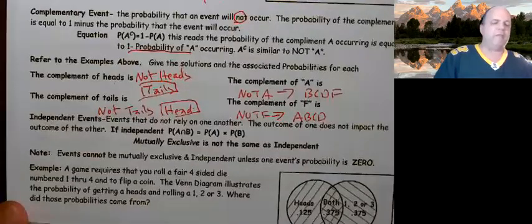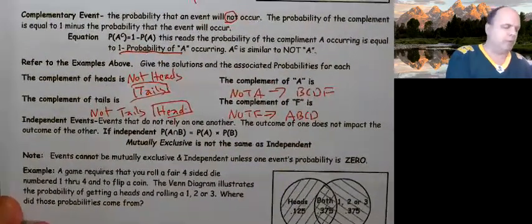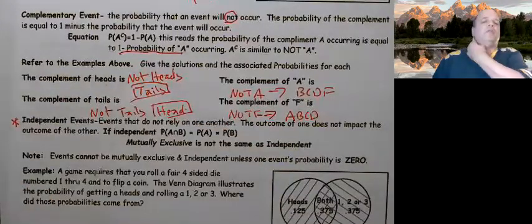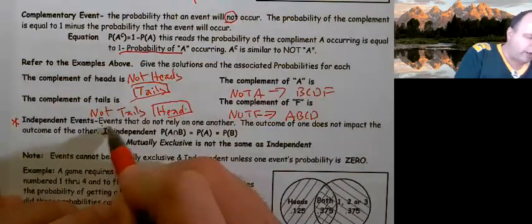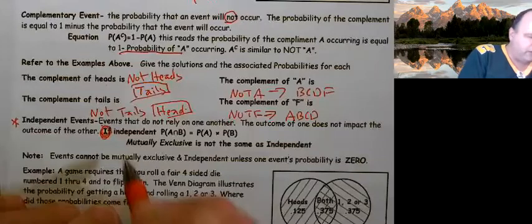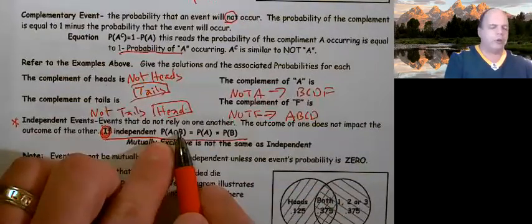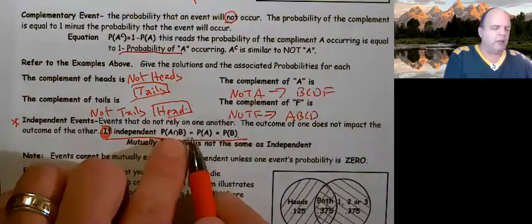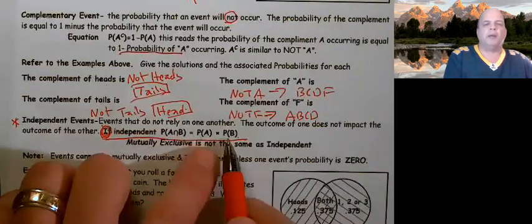All right, please pay very, very careful attention to this. This is one of the more difficult concepts that we'll be talking about today, and this is independent events. Independent events are events that do not rely on each other. If, circle that word if, independent, then the intersection or the overlap equals A times B. So if they're independent, the intersection equals A times B, or the overlap equals A times B.